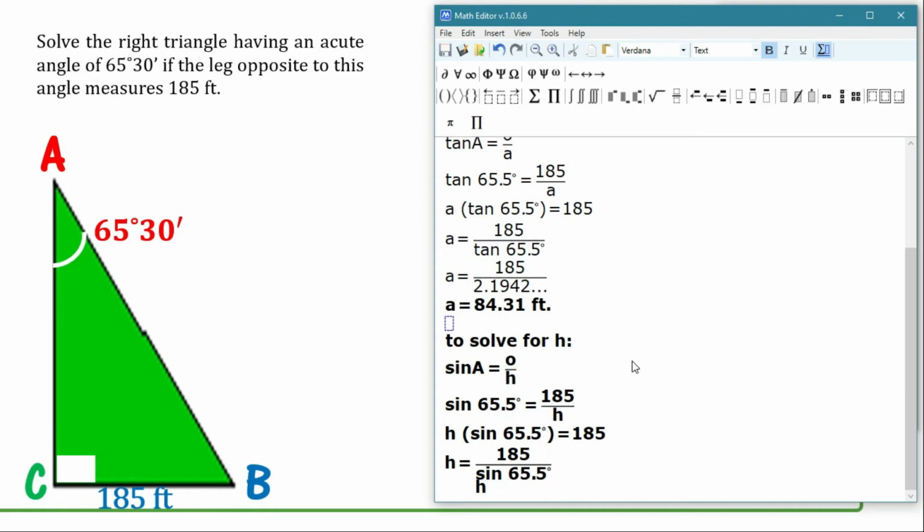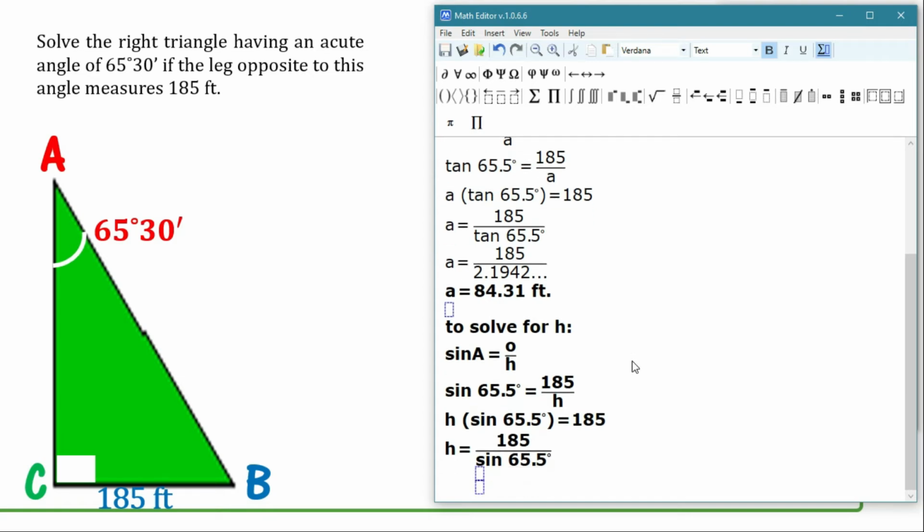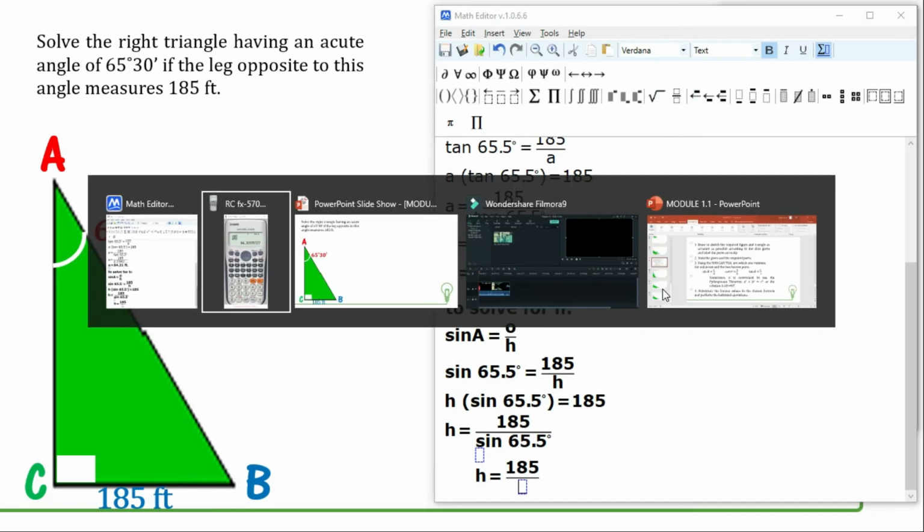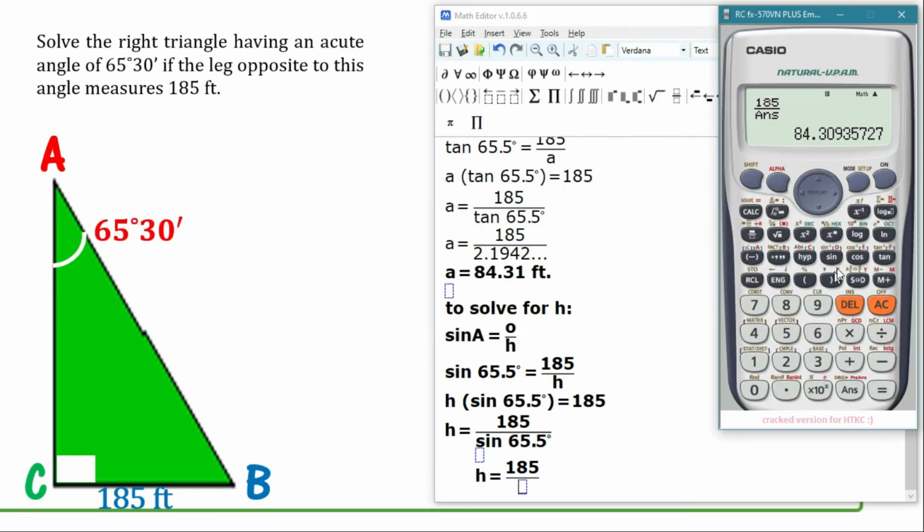So para mahanap natin si H, mas maganda, ang gawin muna natin is to get the value, the function value of 65.5 degrees. So that is H equals 185 over what is the sine of 65.5? So we can make use of our calculator. So paano po natin gagawin yun? Just press this one, the sine button here. So that is the sine of 65.5 degrees. Okay, do not forget to check the mode of your calculator. It must be in degrees.